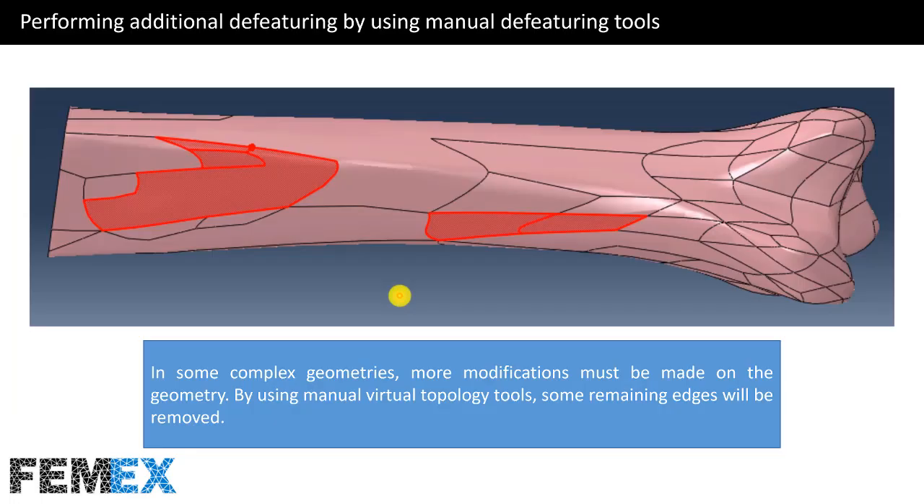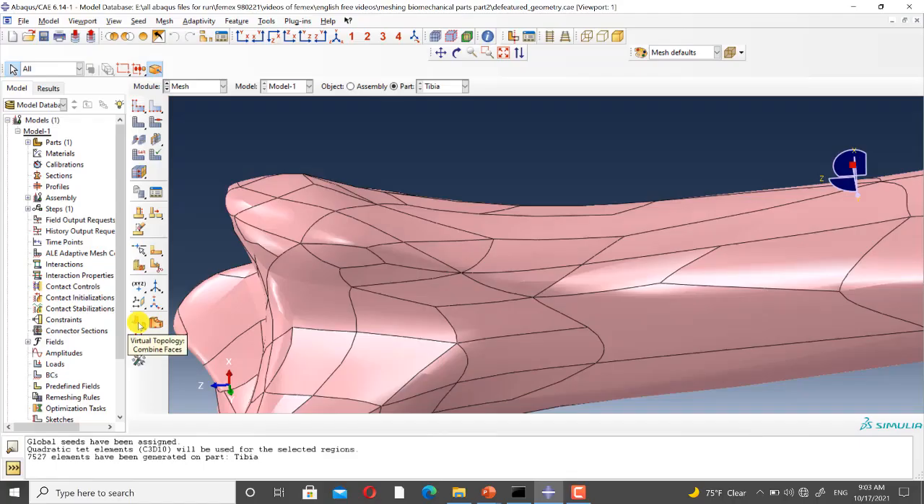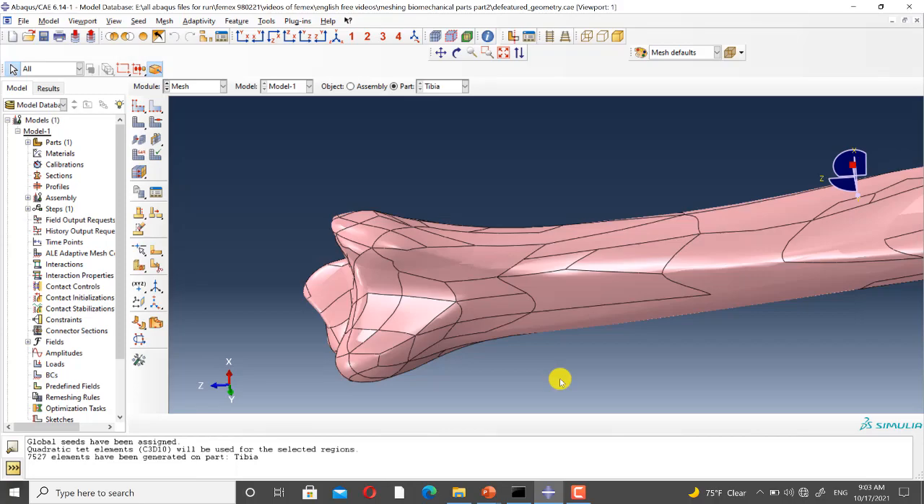In some complex geometries, more modifications must be made on the geometry. By using manual virtual topology tools, some remaining edges will be removed. I have already done this step, and I must combine these surface partitions. I go back to the Abaqus CAE to make this modification. I click on Virtual Topology Combine Faces. Now I go back to the slides.